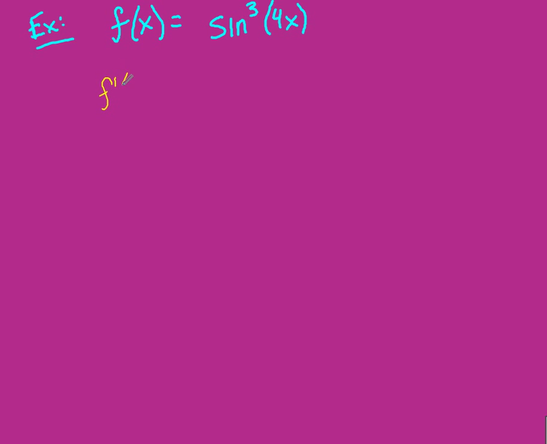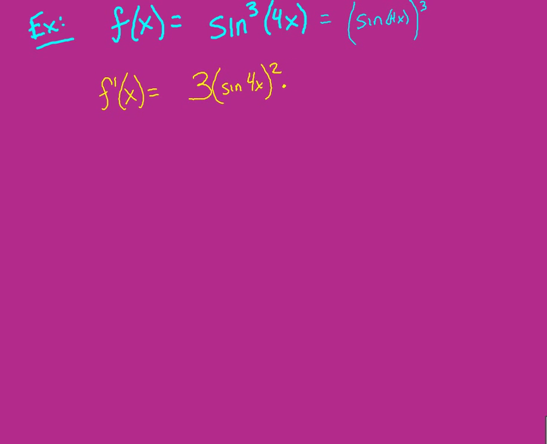If I do my derivative, f prime of x, derivative of the outside. Well, first, sine cubed of something means that I'm doing sine of this whole thing, sine of 4x, that whole thing being cubed. All right? So if I do that, derivative of the outside means I would bring that 3 in front with respect to the inside, meaning I keep the inside the same. I lower the exponent by 1 times the derivative of the inside.